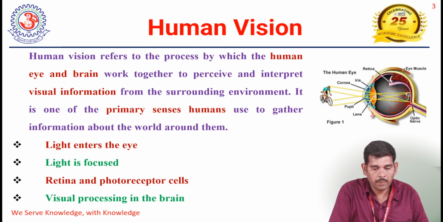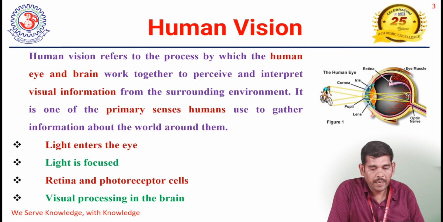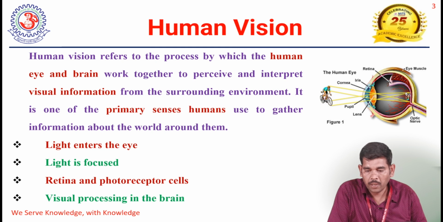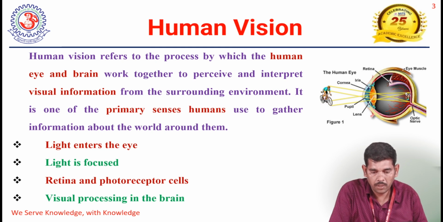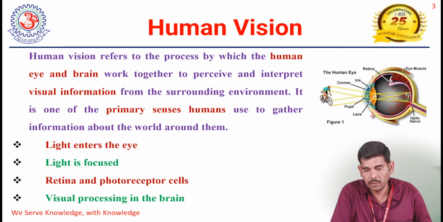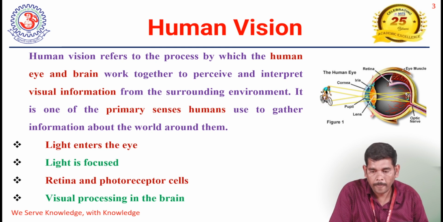The first topic is light entering the eye, and then the light is focused. You look at the picture, you have some human eye picture: the iris, cornea, retina, eye muscle, and optical nerves. The light enters to the retina, and you focus on the focal length. After the focal length, a focused image is conveyed directly through the optical nerves to the human brain. The third is the retina and photoreceptor cells. The last one is visual processing in the brain. The optical nerves pass the information from the eyes to the brain.